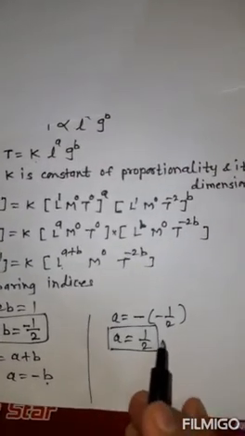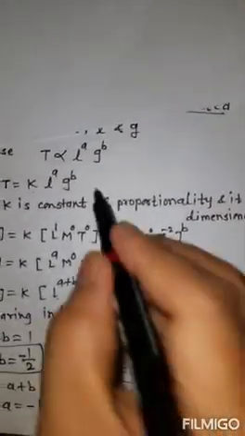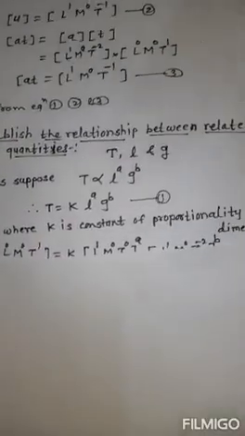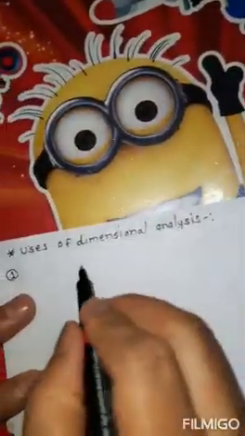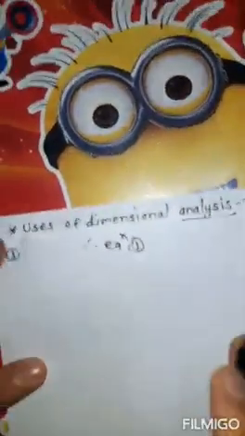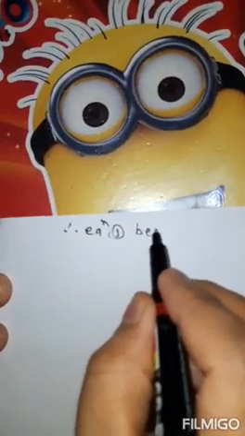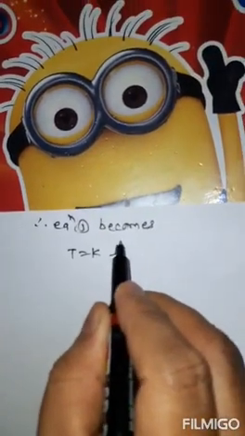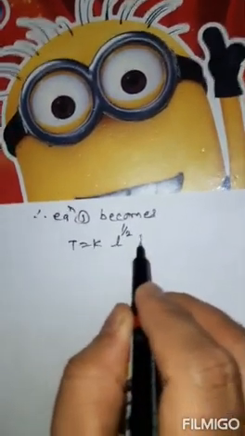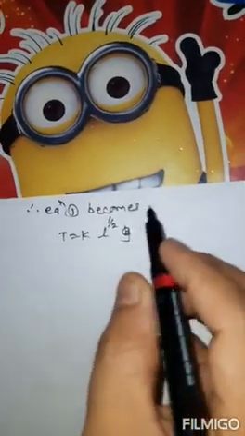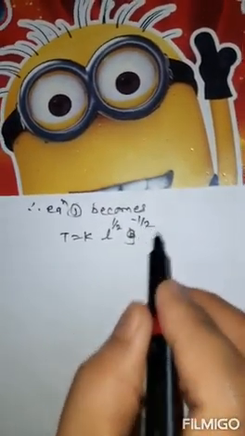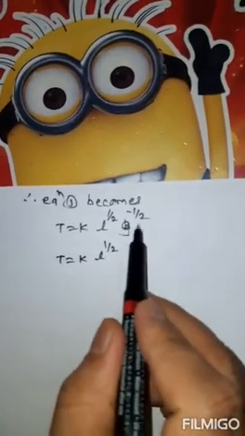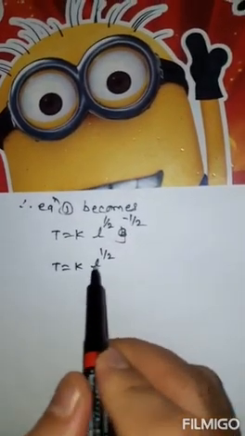Now we can substitute these values in equation number 1. Call this equation number 1. Therefore equation 1 becomes, what do we get? What is equation 1? T is equal to k into L raised to a. What is the value of a? That is 1 by 2. g raised to b. What is the value of b? That is minus 1 by 2. So T is equal to k into L raised to 1 by 2. This g raised to minus 1 by 2 goes to the denominator and becomes plus.